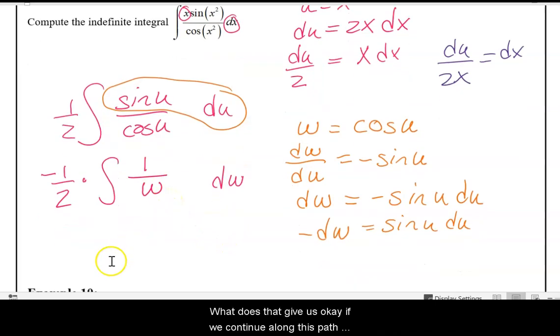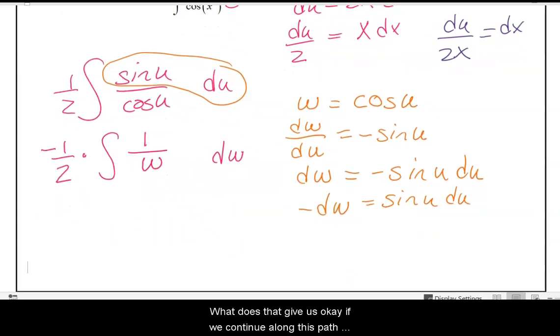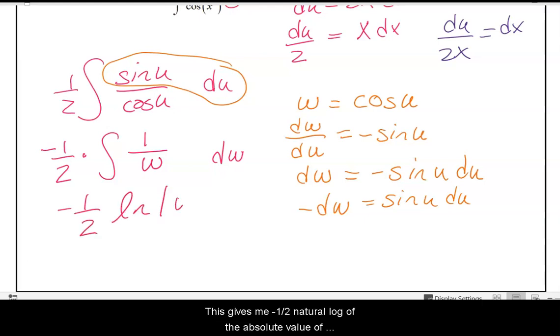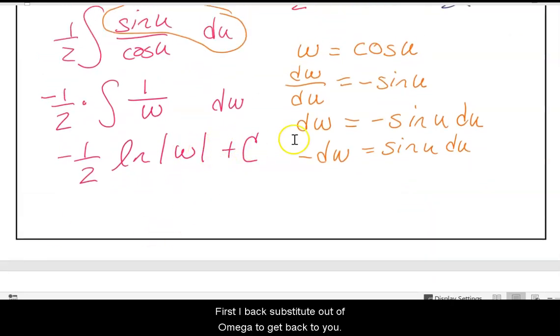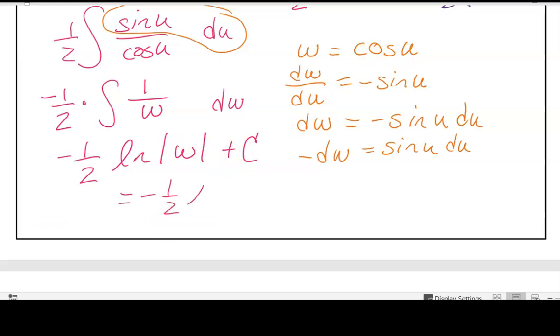What does that give us? Okay, if we continue along this path, I need to integrate this. However, 1 over omega d omega is just the antiderivative for natural log. This gives me -1/2 the natural log of the absolute value of omega plus a constant. Now we have to do a fair amount of back substitution. First, I back substitute out of omega to get back to u. This leads me to -1/2 the natural log of the absolute value of the cosine of u plus a constant.